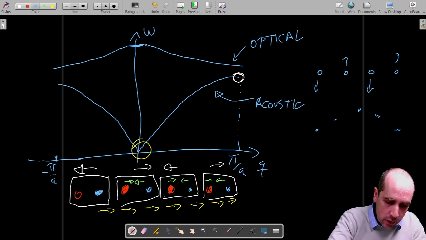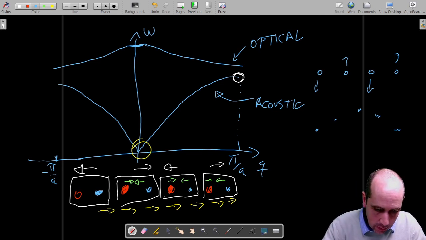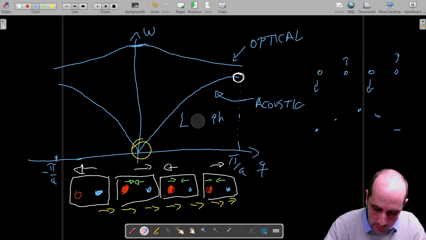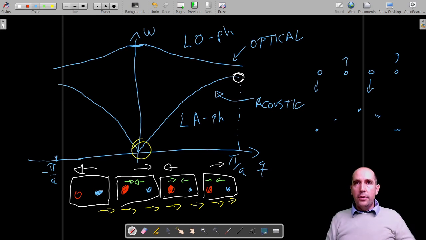these ones are the longitudinal. So I will draw it like this. This is the longitudinal-acoustic phonon. This is the longitudinal-optical phonon. And we will have the analogous transverse-optical phonon and transverse-acoustic phonon.